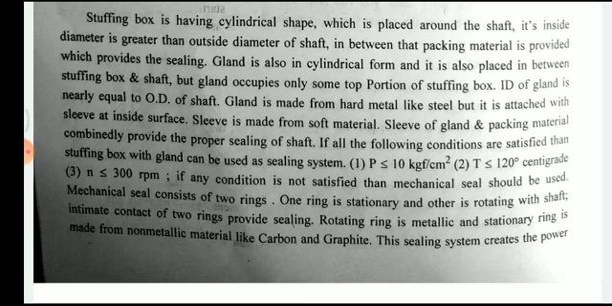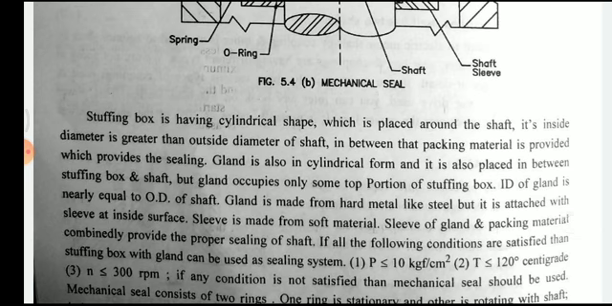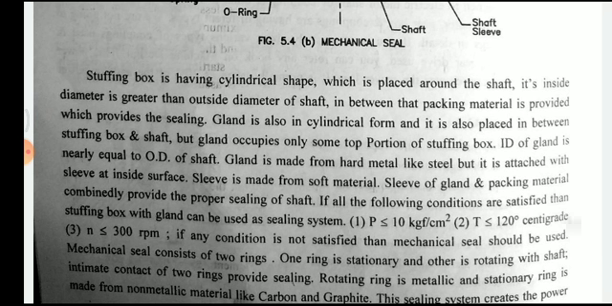So stuffing box has a cylindrical shape which is placed around the shaft. Its inside diameter is greater than the outside diameter, then it is provided with sealing. The gland is also cylindrical in form, and it is also placed between the stuffing box and shaft, and the gland occupies only the top portion of the stuffing box. Then after that the sleeve or gland packing material combinedly provide the proper sealing of the shaft.